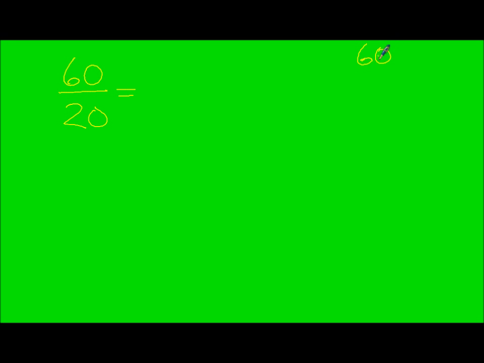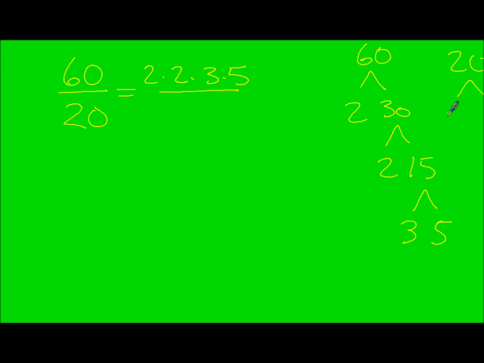The factors of 60, which we did before, are 2 and 30, 2 and 15, and 3 and 5. So on the top we have 2, 2, 3, and 5. Factors of 20, we have 2 and 10, 2 and 5. So on the bottom we have 2, 2, and 5. And we cancel again, we cancel again, we cancel again. Our answer is 3. Give yourself a smiley face if you got 3 for an answer.